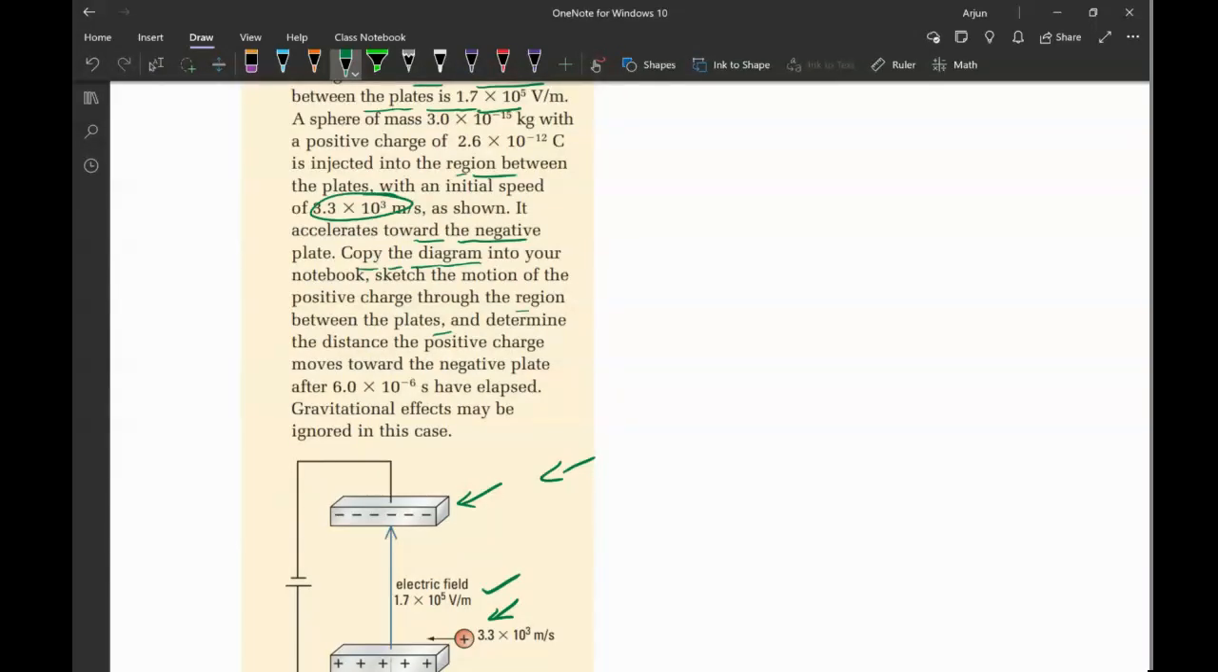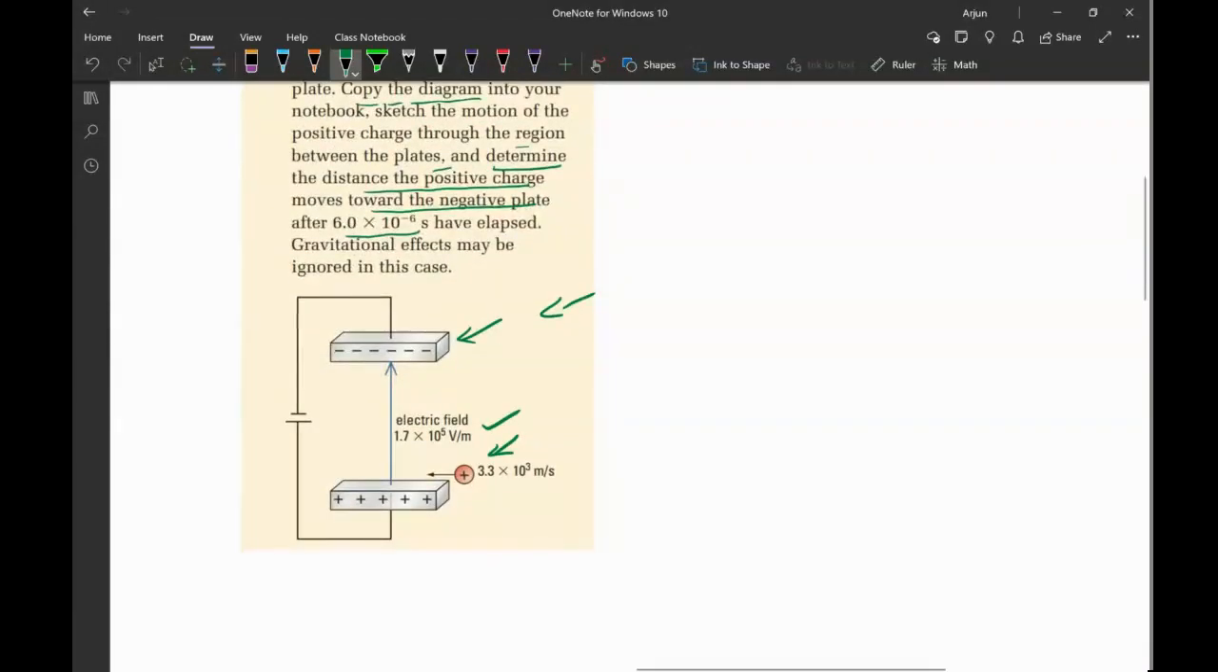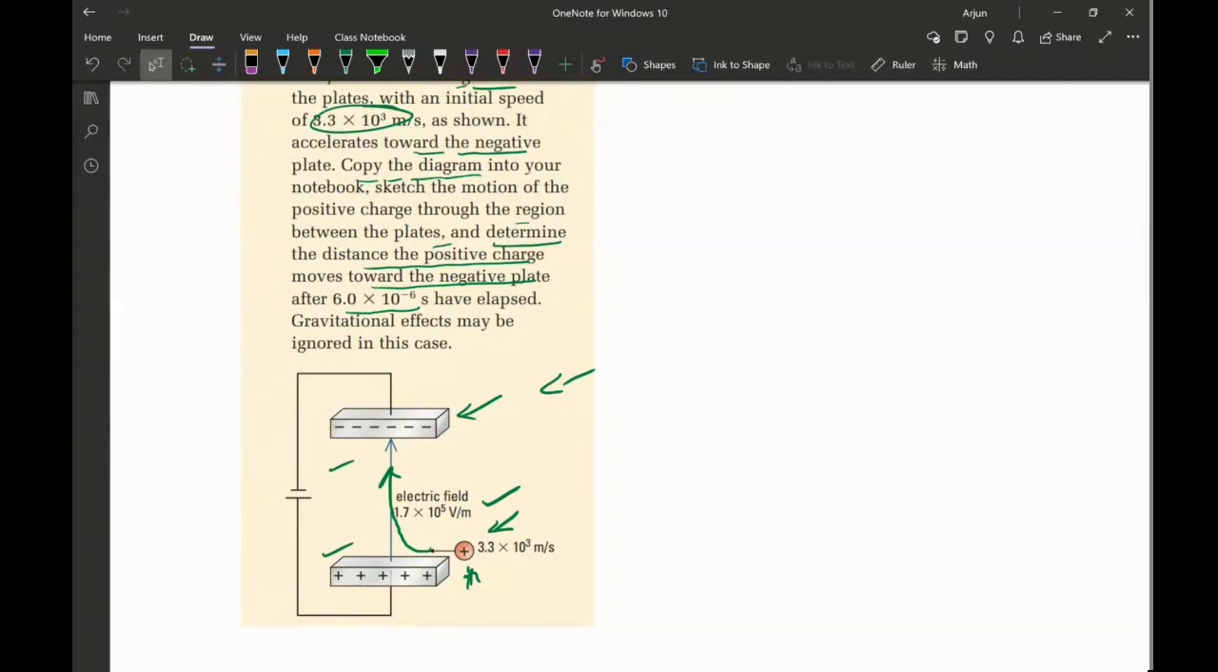And then another piece of information given to me is that find the distance the positive charge moves towards the negative plate after 6 times 10 raised to power negative 6 seconds. So this is a positive charge which is trying to move towards the negative plate. That's how it is trying to move, and we wanted to find how much distance it has traveled. That's the question.